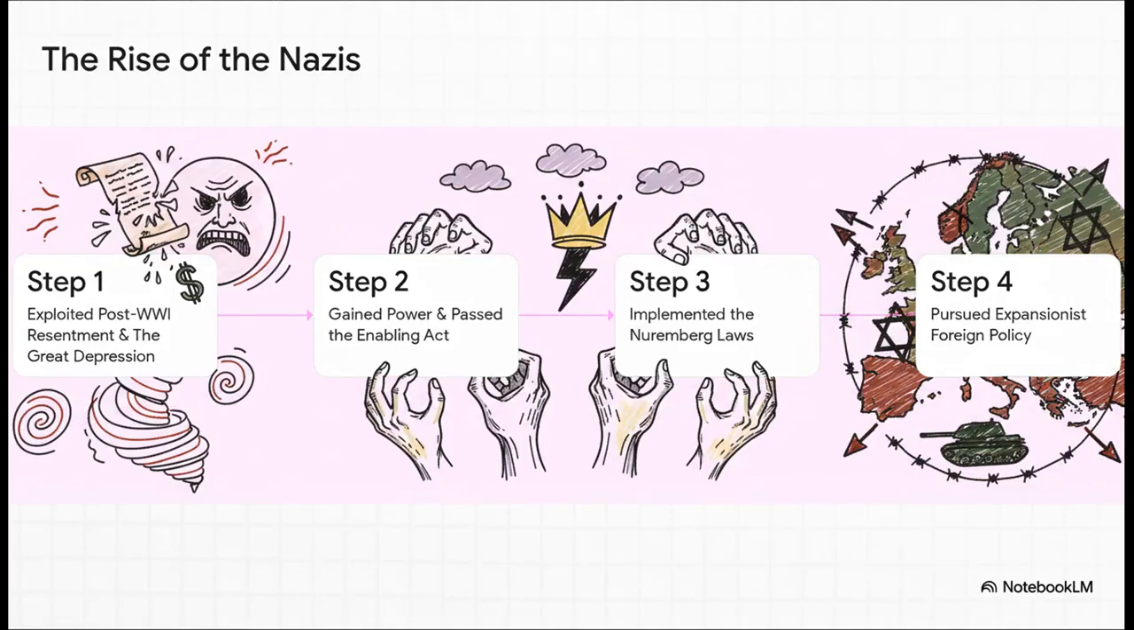So how did that messy peace lead to the Nazis? Well, it was a clear and tragic process. First, they tapped into all that German anger about the Versailles Treaty and the desperation from the Great Depression. Then, once they had some support, they used the system to legally give themselves total power with something called the Enabling Act. From there, they started targeting minorities with the Nuremberg Laws, and finally, they put their ultranationalist ideas into action with the super aggressive foreign policy. One step led right to the next.